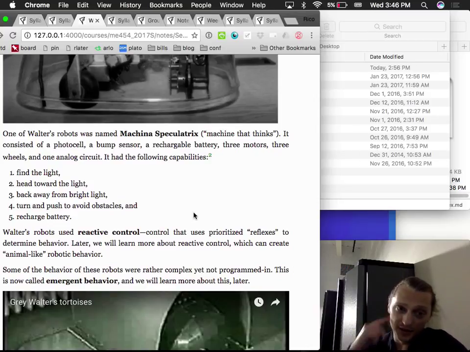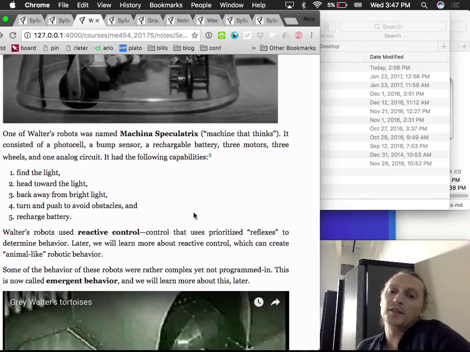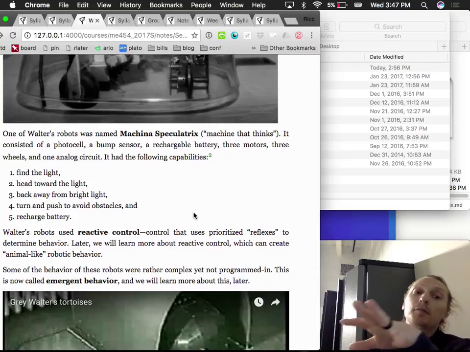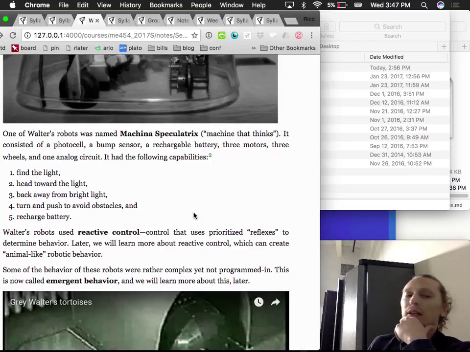It had the following capabilities: find the light, head toward the light, back away from bright light, turn and push to avoid obstacles, and recharge its battery. Those are the things it could do. Walter's robot used reactive control, which is control that uses prioritized "reflexes" to determine behavior. Later, we will learn more about reactive control, which can create animal-like robotic behavior. This is some of my favorite stuff in robotics. Reactive control is really cool, and there's a whole chapter in the primer on it. That's pretty neat.